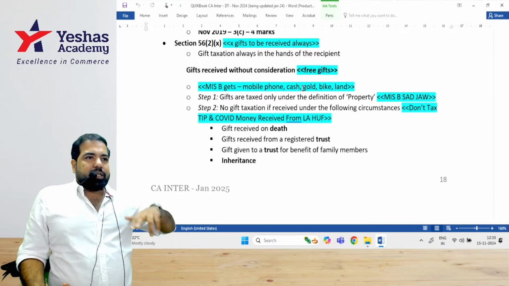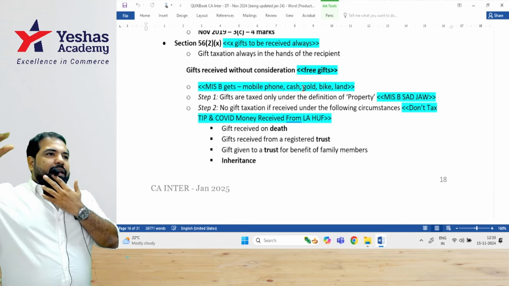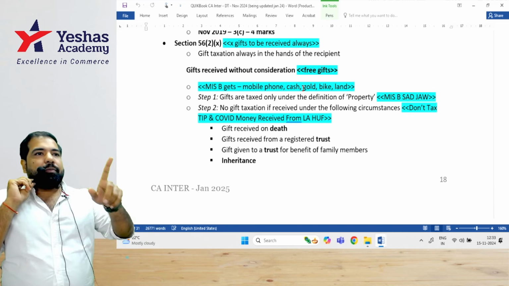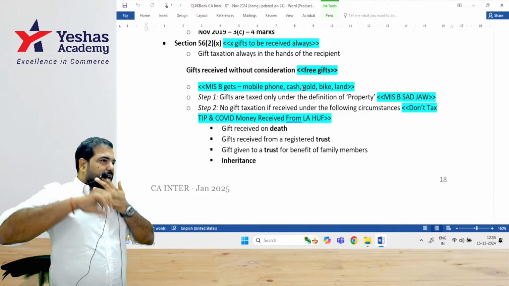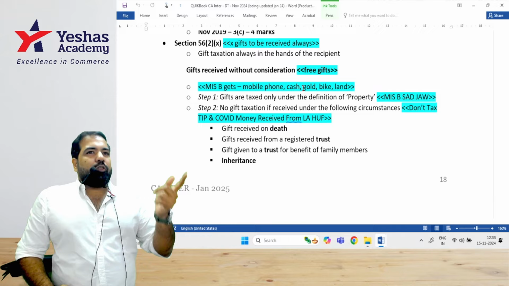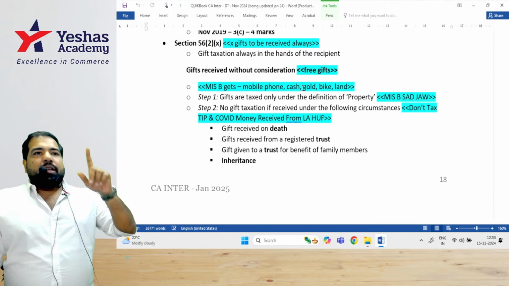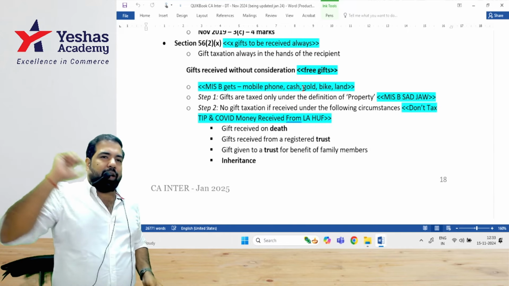Then T for trust: a trust, a fund, or a local authority giving you money. Next, M for marriage. Guys, not a marriage anniversary, not your son's marriage, only your own marriage. COVID treatment, around COVID death, up to how many lakhs? But if it's coming from your employer, then there's no limit. Next, relatives. Yes, relatives can be many. In gift tax, there are 232 relatives.